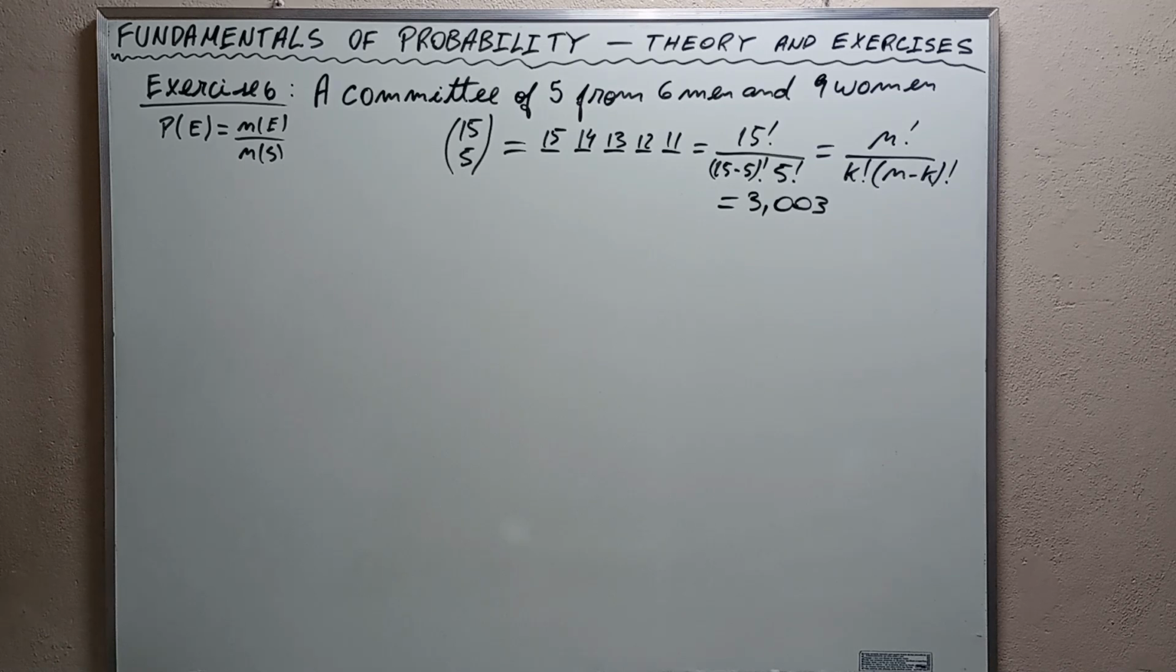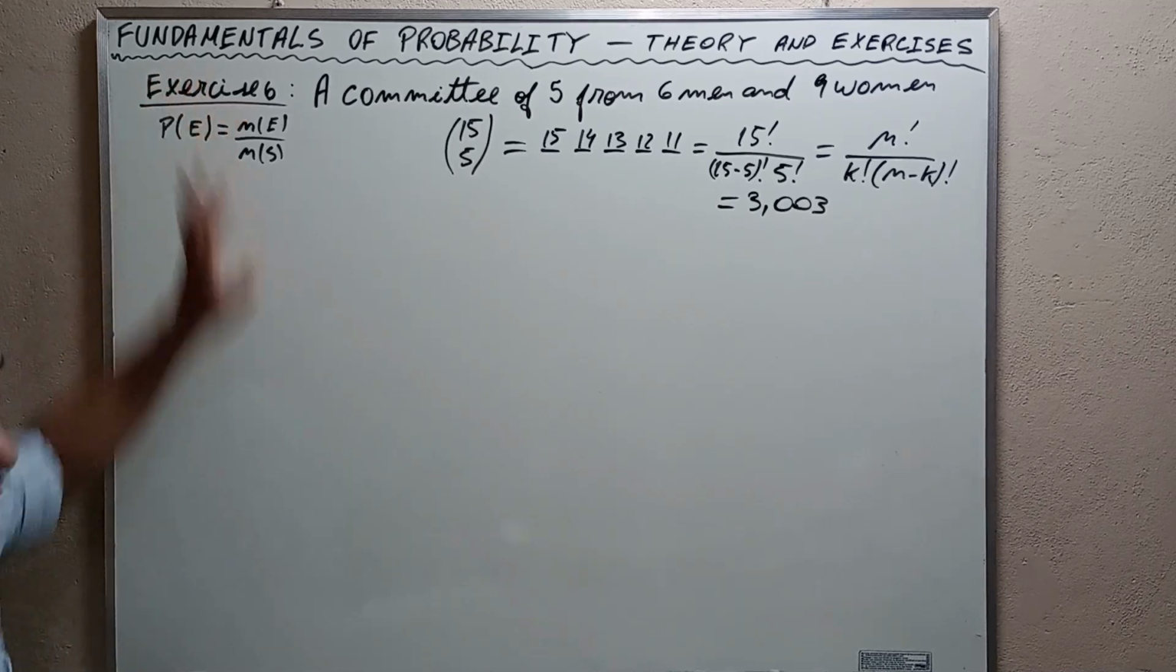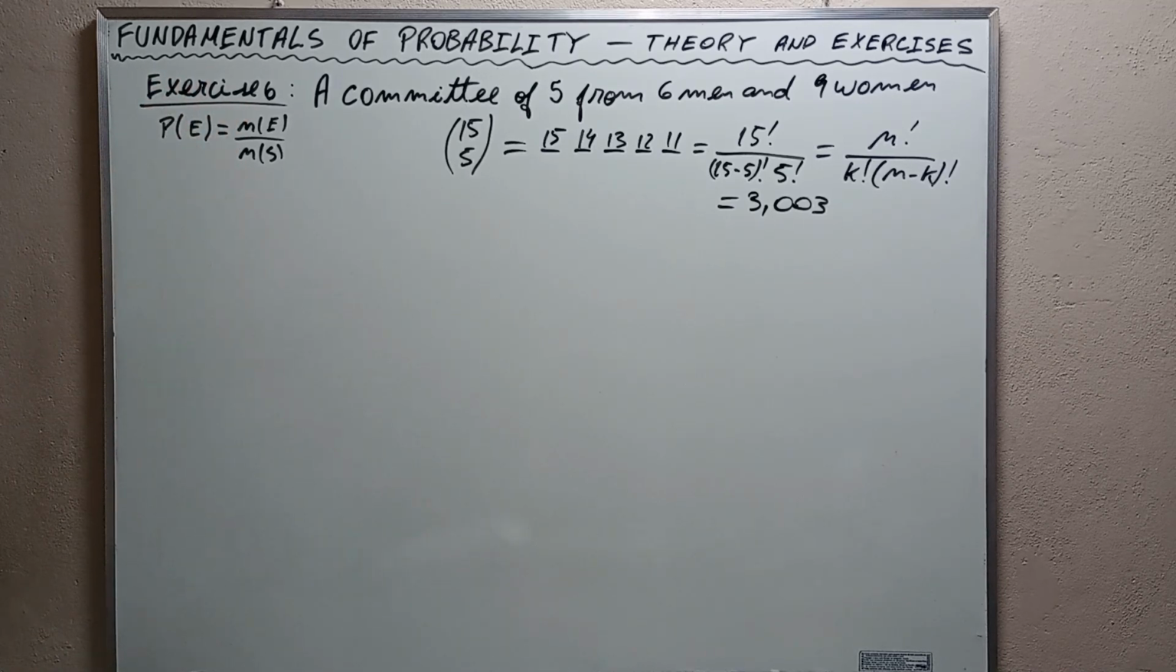And now let's understand the event. We have already understood the sample space. We need to understand the event of interest. We are not interested in the entire sample space. We are interested in the event of a committee consisting of 3 men and 2 women.